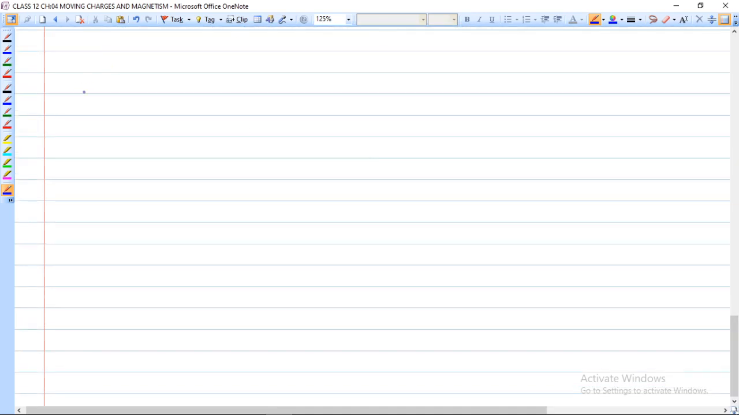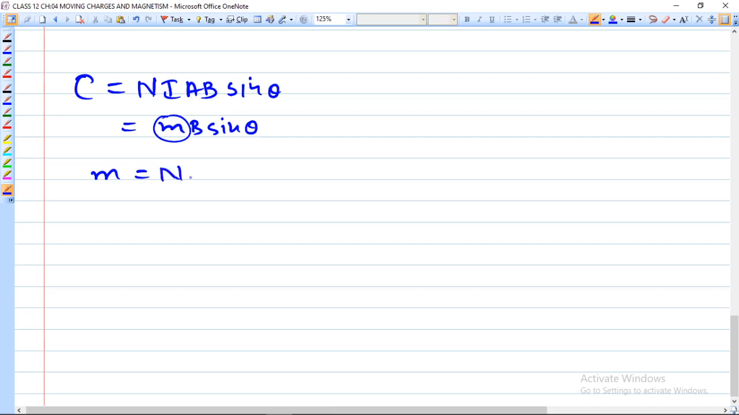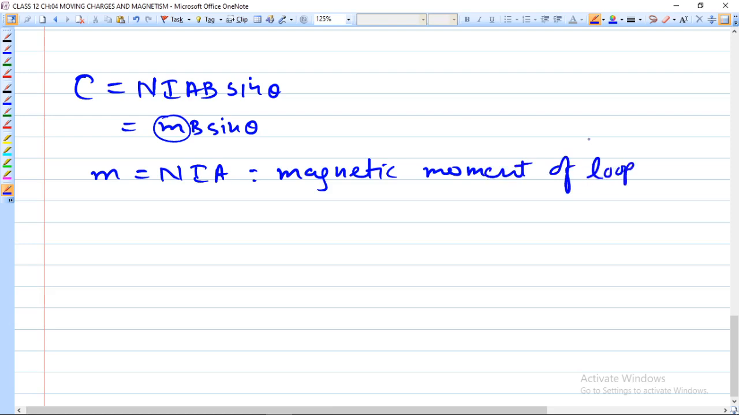So here we got the formula that tau is equal to NIAB sine theta, which means MB sine theta. And what is M? M is equal to NIA, that is the magnetic moment of the loop. Clear to you? And it is in the direction of the magnetic field.